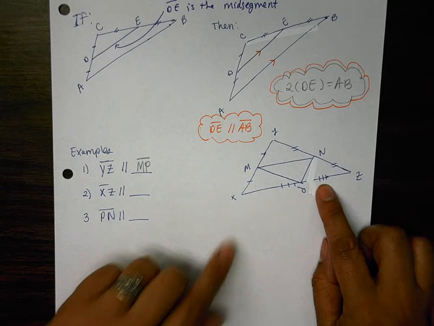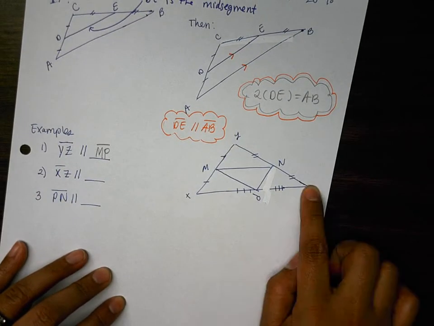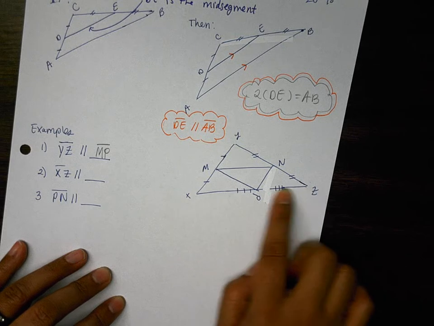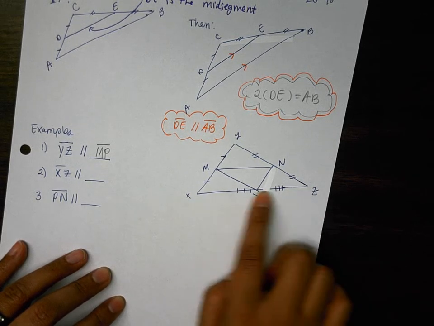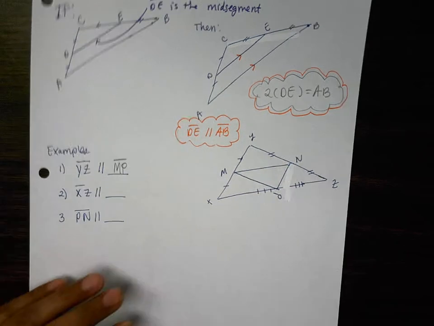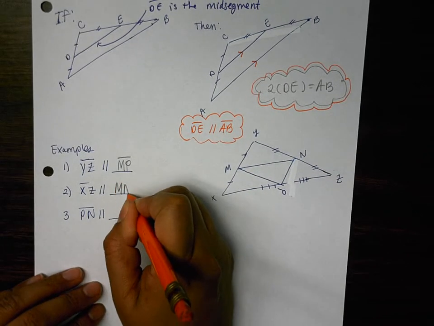XZ, let's try one more. Where's XZ? This is XZ, so our picture's already okay. Is this a base or a midsegment? A base. It is congruent to which midsegment? MN. Do you see that?